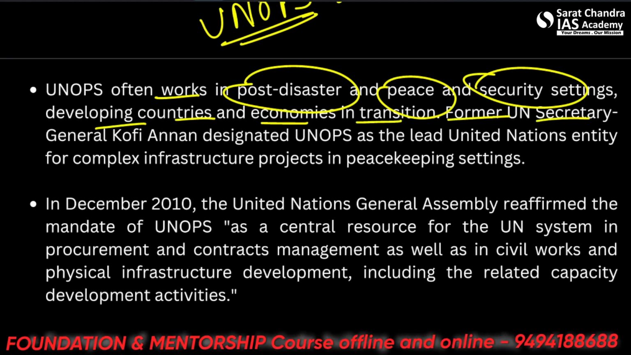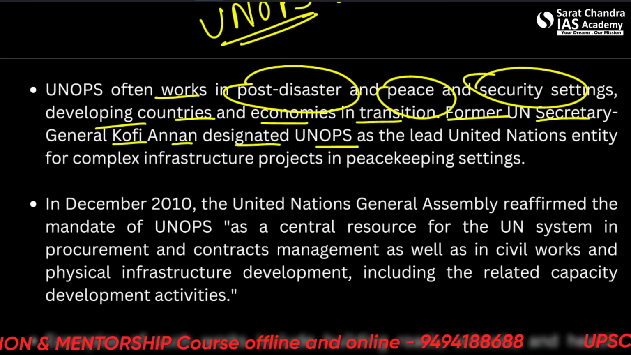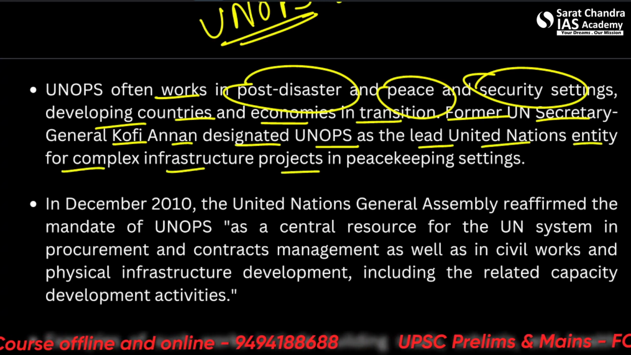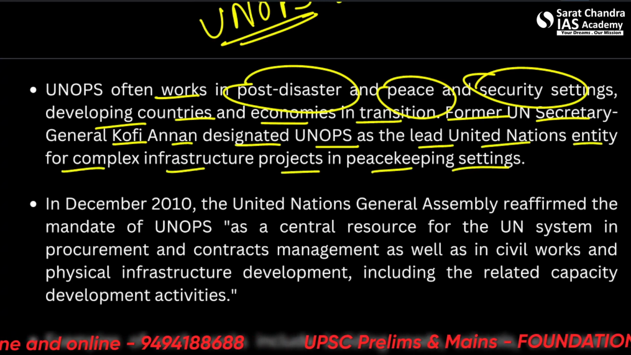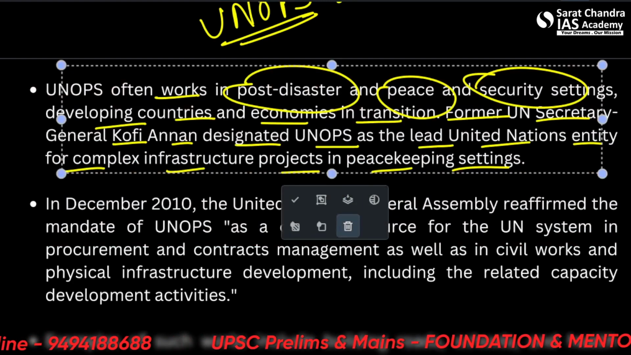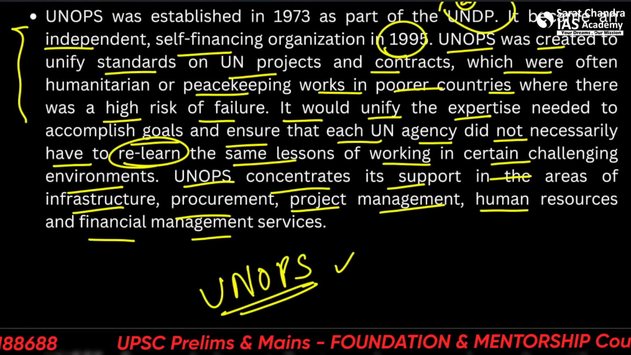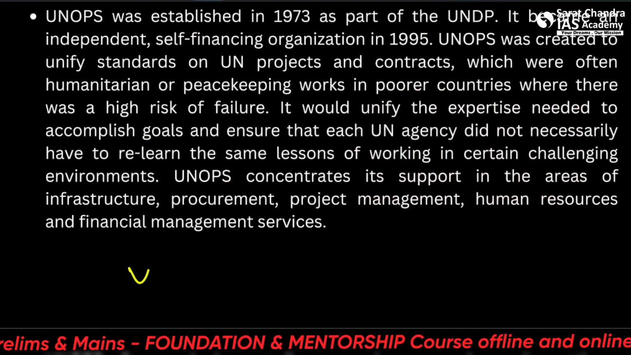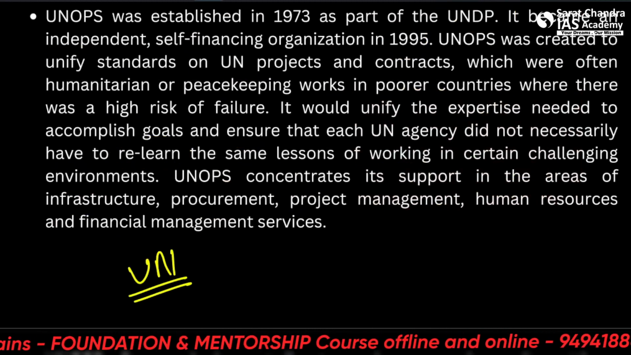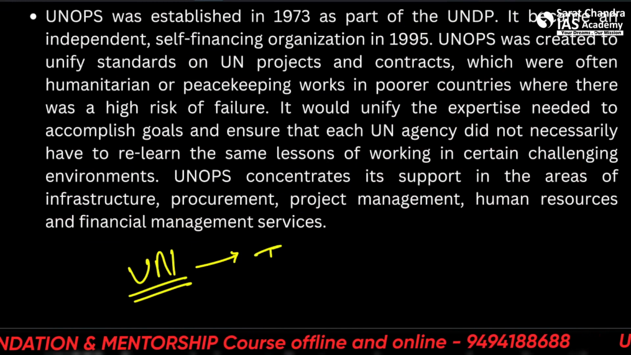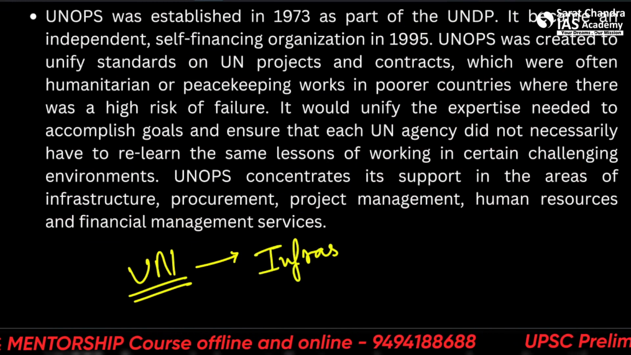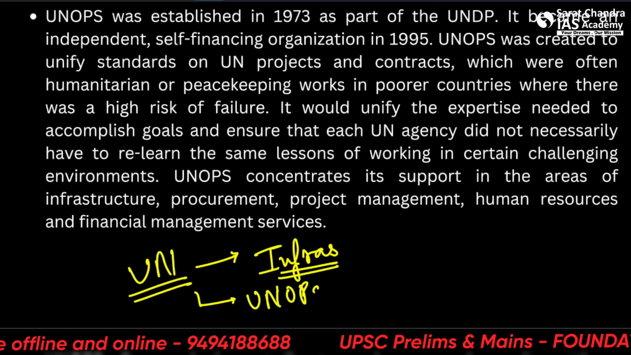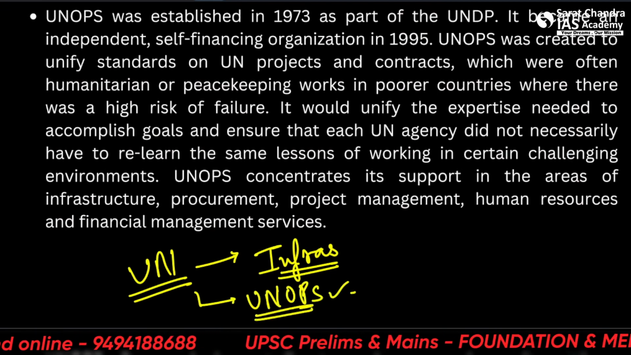Former UN Secretary General Kofi Annan designated UNOPS as a lead United Nations entity for complex infrastructure projects in peacekeeping settings. So basically, it's a contractor for the UN, in simple explanation. Whenever the UN gets a contract to do something or build infrastructure, it does it via UNOPS. It's the PWD of the UN.